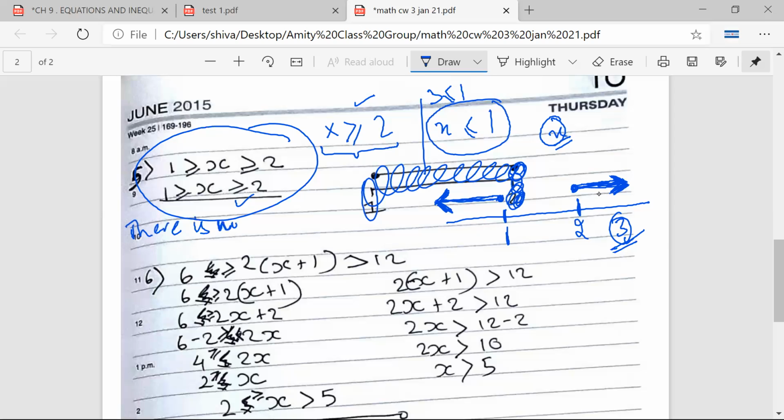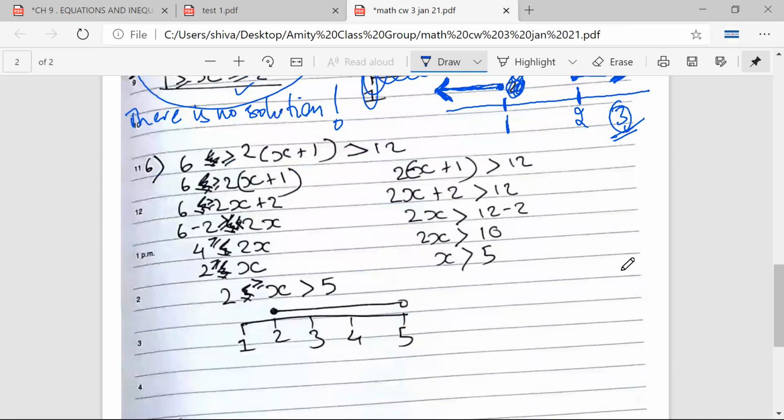There is no solution. Sanviji, any problem? No, sir. Aishwarya, any problem? No, sir. So all inequalities won't have a solution. If you have an inequality which has no solution, what will you do? Because simultaneously, both the conditions can't be met. Any doubt about this? No, sir.